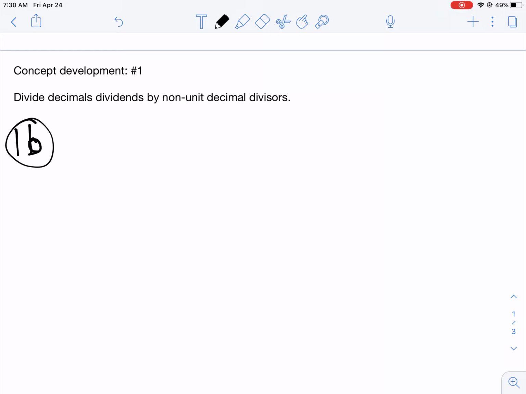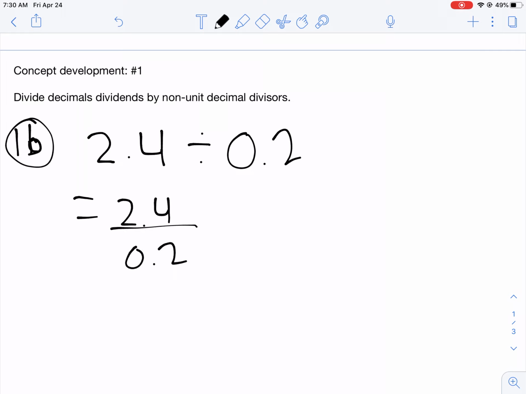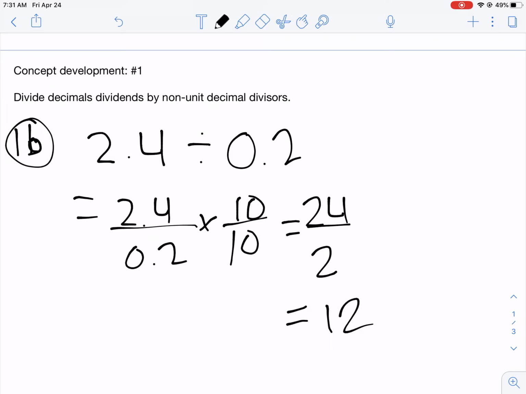All right, so this next one that we're going to do is 2 4/10 divided by 2/10. The first step is to rewrite this as a fraction. So that equals 2 4/10 over 2/10. What can we multiply this by? Yep, 10 over 10, which is 1, remember? 2/10 times 10 is, I'm sorry, not 20, 2. Silly me, because 1/10 times 10 is 1, so 2/10 times 10 is 2. And 2 4/10 times 10 is 24. 2 goes into 24 how many times? 12. Our answer is 12.